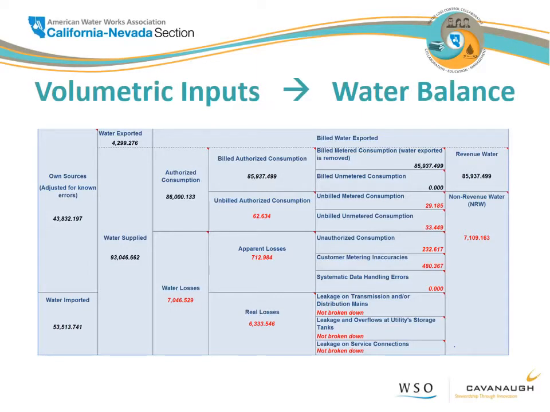Once inputs are populated into the reporting worksheet, volumetrically a water balance is generated. And Kate in segment 1 told us about the volumetric inputs of the water balance. System input that goes as water supplied breaks down into authorized consumption and water losses. Further break down into subcategories, both billed and unbilled, but authorized consumption. And then, of course, in our water losses, 2 types, real and apparent. Those further break down, as you can see in the water balance, to subcomponents.